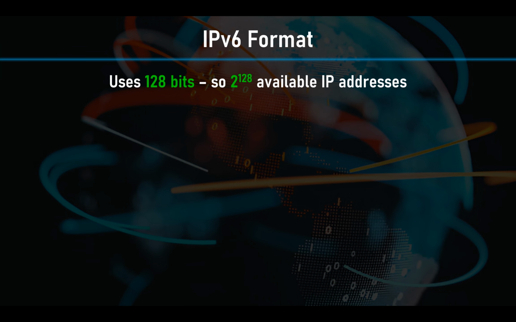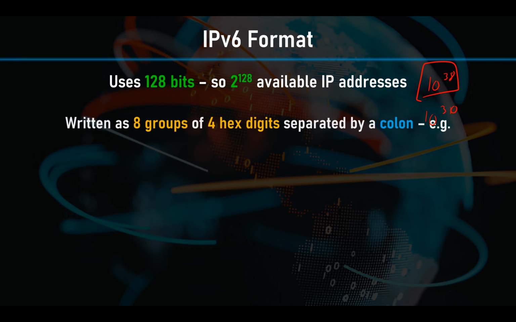So IP version 6 uses 128 bits. That's 2 to the power 128 different IP addresses, and I think if I remember, that's about 10 to the power of 38. So that's a gigantic number. It means basically every single person can have, I don't know, maybe 10 to the 30 different IP addresses. So with IP version 6, we're never going to run out, basically.